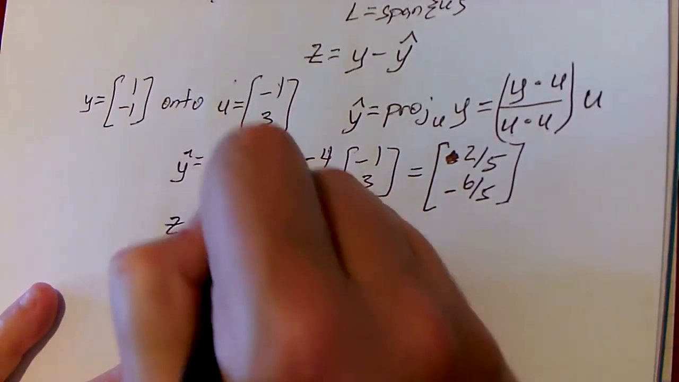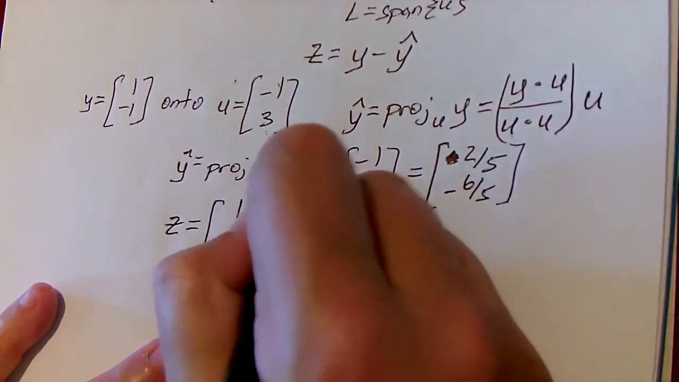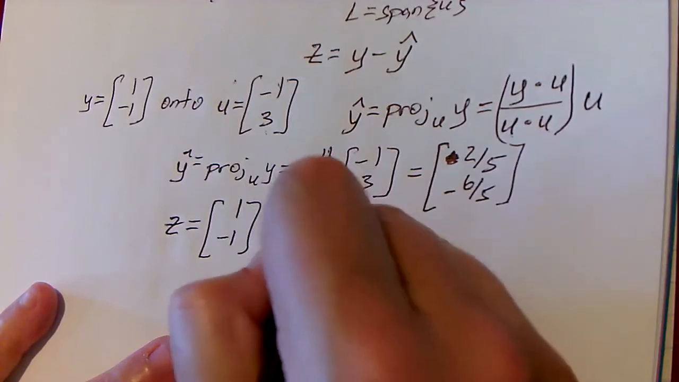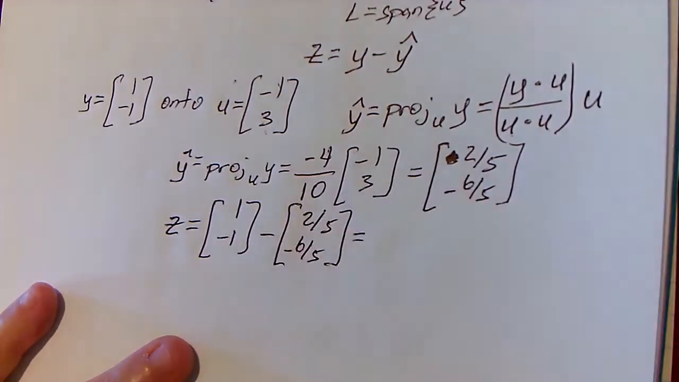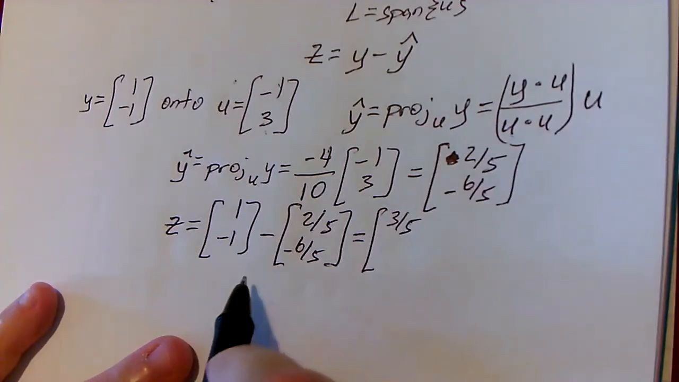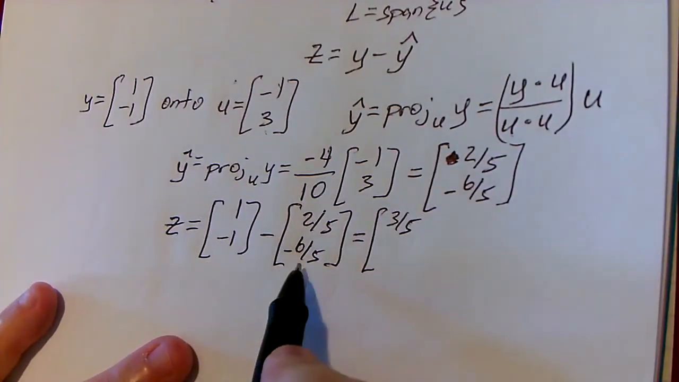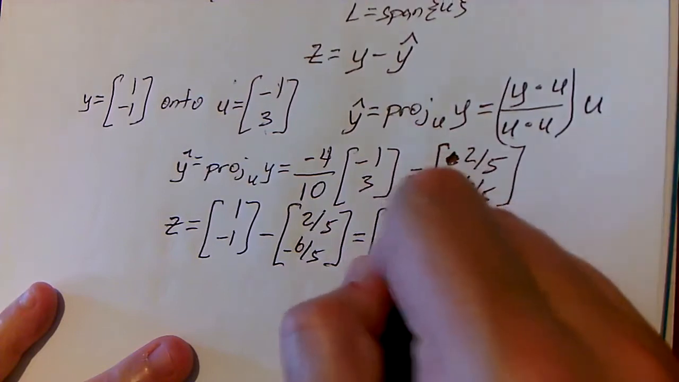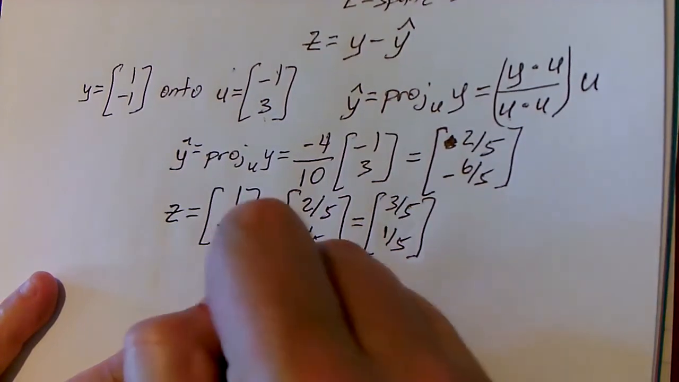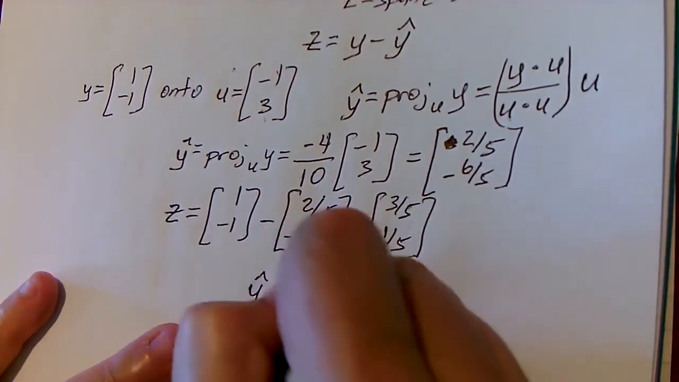Now, if I need to find the vector z, what I do is I take y, which was 1 and -1, and I'm going to subtract the vector y hat, 2/5 and -6/5. Okay, so 1 minus 2/5, that is 3/5. -1 plus 6/5, that is 1/5. Okay, so 3/5, 1/5.